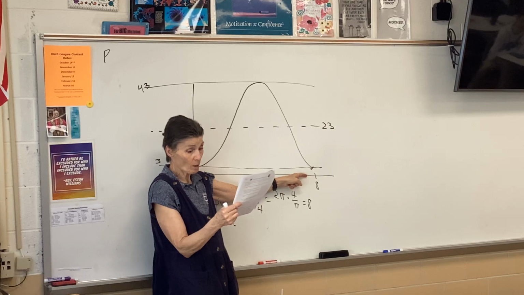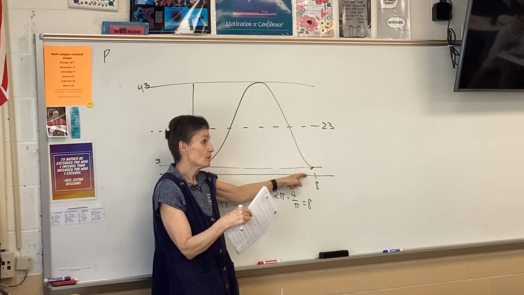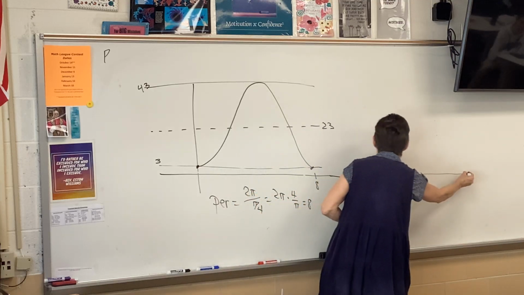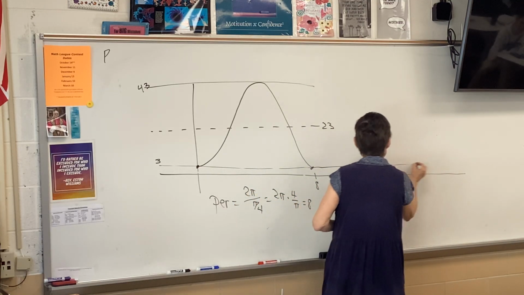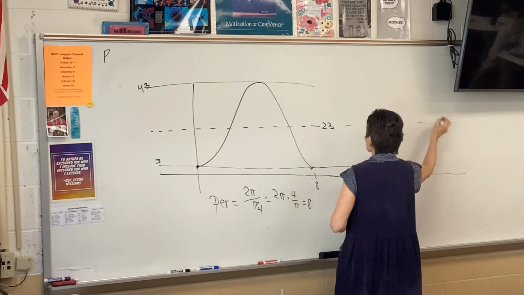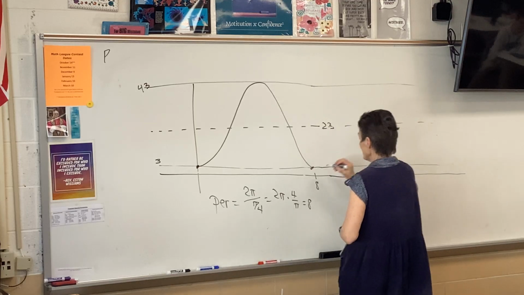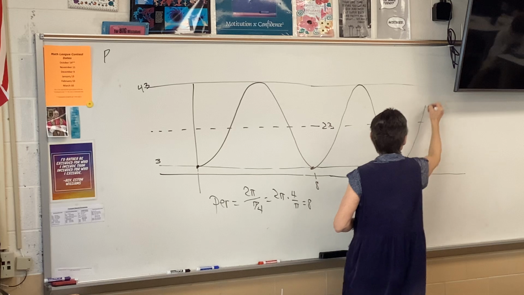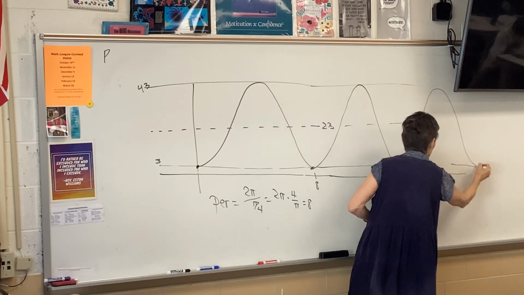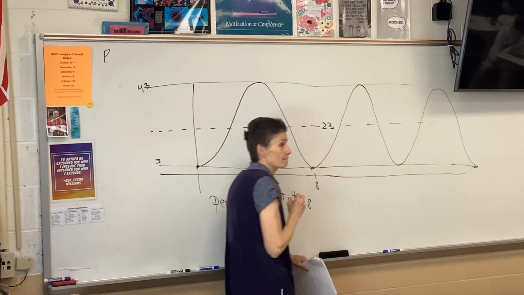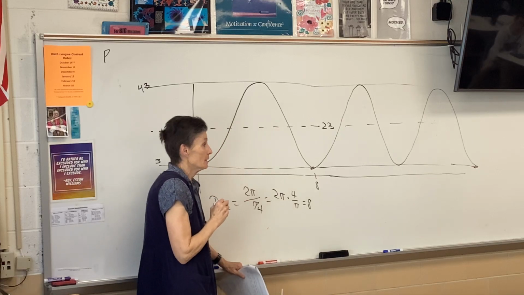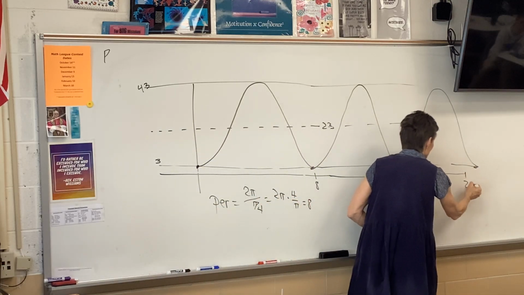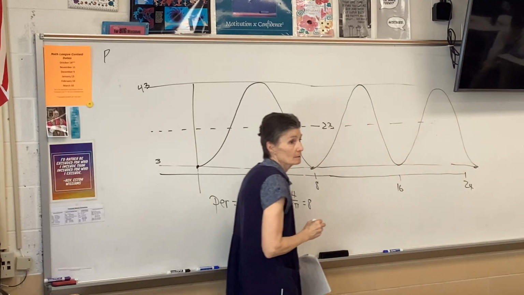But according to the problem, he is going to make 3 trips. So we are going to have to replicate that. And I didn't really leave enough room, so I'm going to fudge it a little bit. We're going to do that 2 more times. So there's 1, and there's 2. Now I know because that's 8, this will be 16, and this will be 24. Agreed?